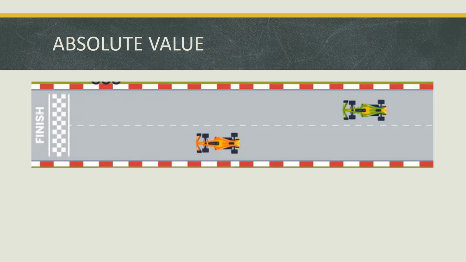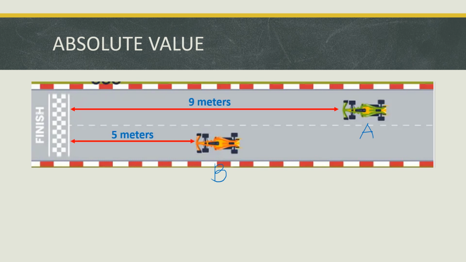Then what really is the use of absolute value? Let's say this figure. We have these two cars on a race. Let's say we have car A and car B. Car A is 9 meters away from the finish line, and car B is 5 meters away from the finish line. If we are to get the distance between these two cars, that is one use of the absolute value.